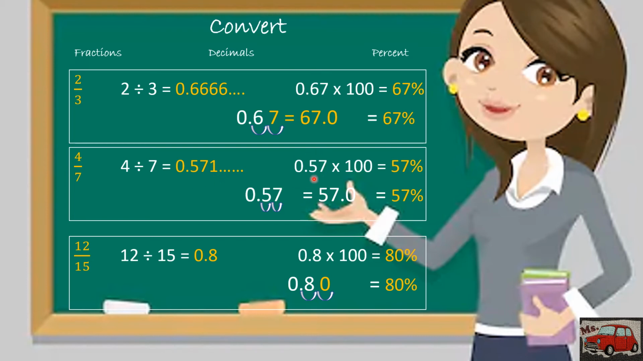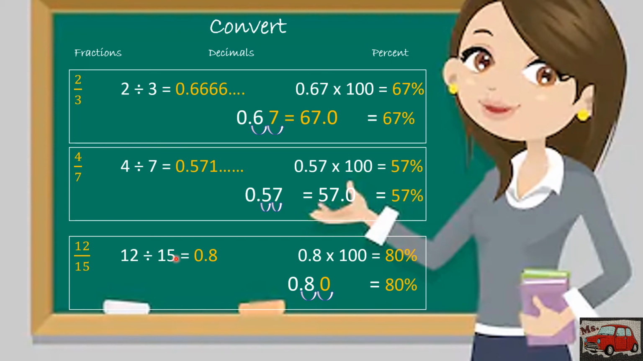To convert that into percent, just multiply by 100, then you'll have 57%. So, ibig sabihin, yung 4 over 7, equivalent niya sa percent is 57%. Okay? Shortcut again, 0.57, just move it 2 steps papuntang kanan and then add percent.